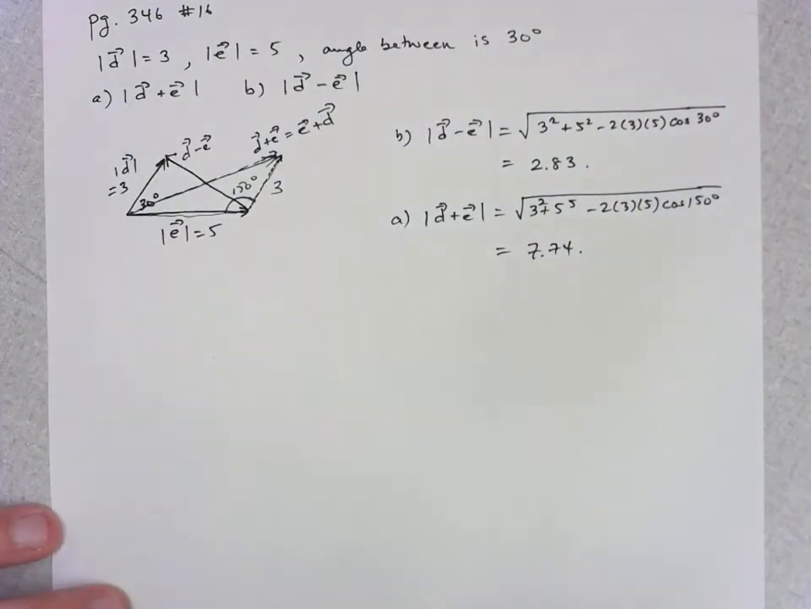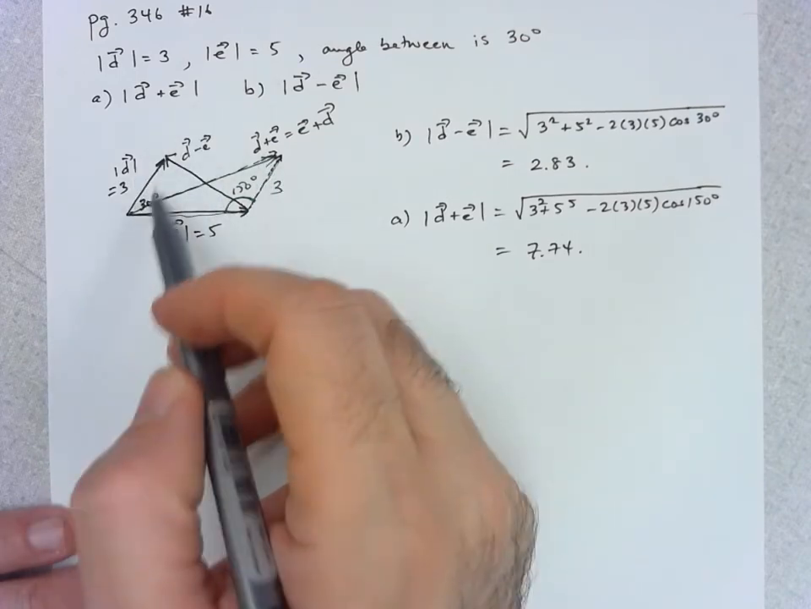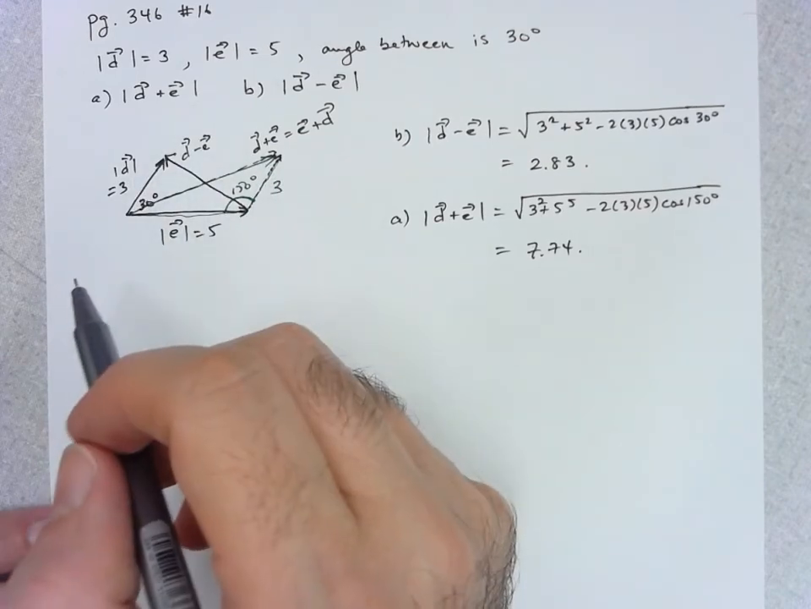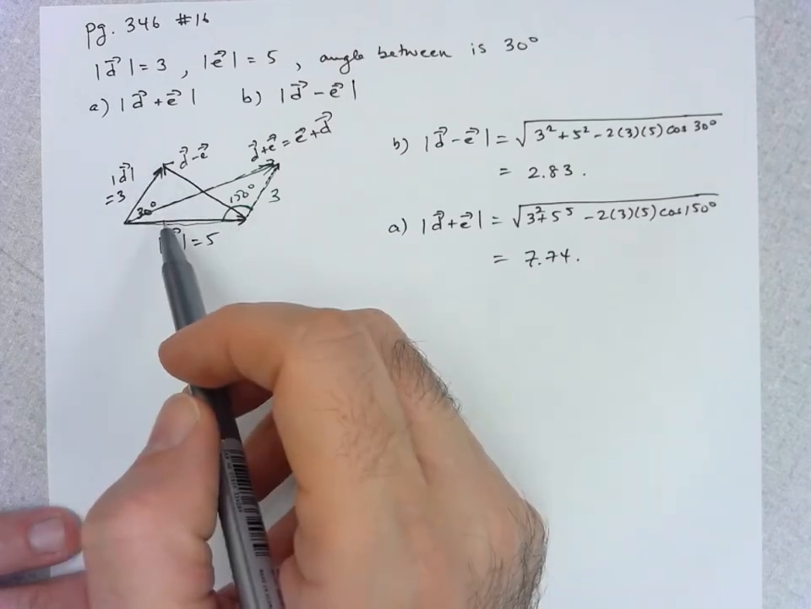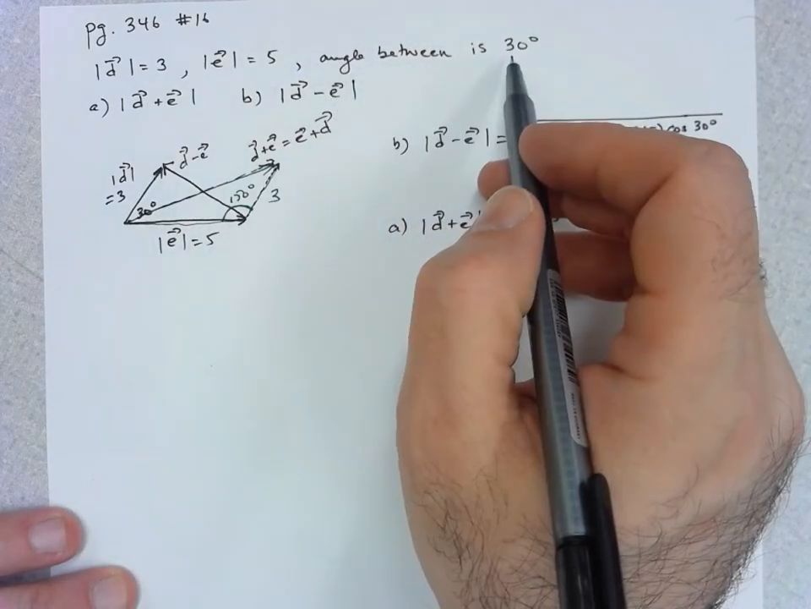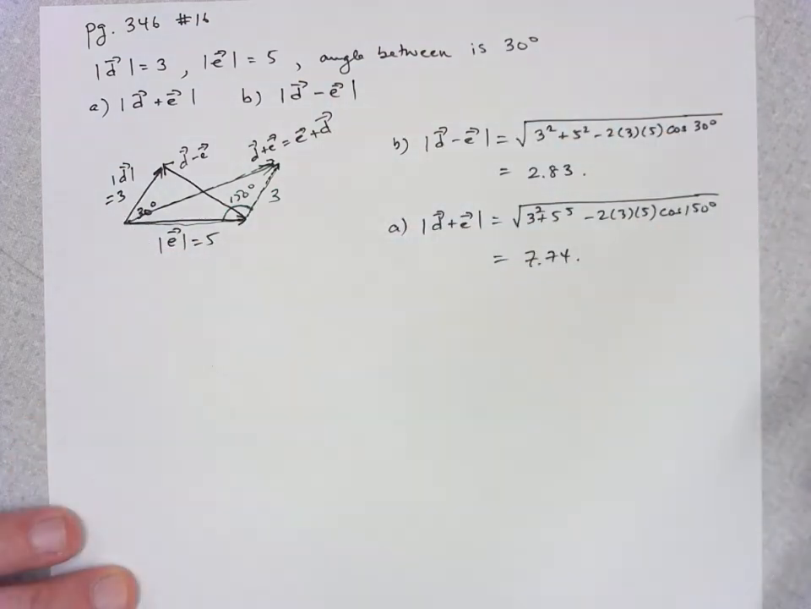Again, I can't stress this enough, the usefulness of this idea of the parallelogram representing the sum and the difference of two vectors when they're placed tail to tail. And again, please remember that when the angle between two vectors is given, the assumption is that these vectors are placed tail to tail. That's it for this one.